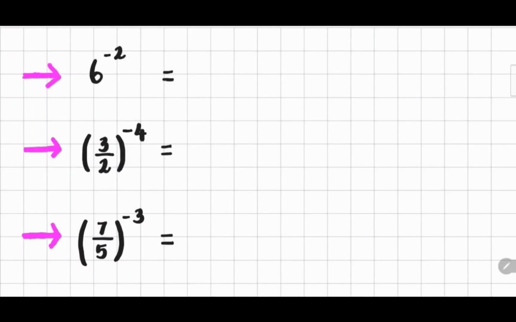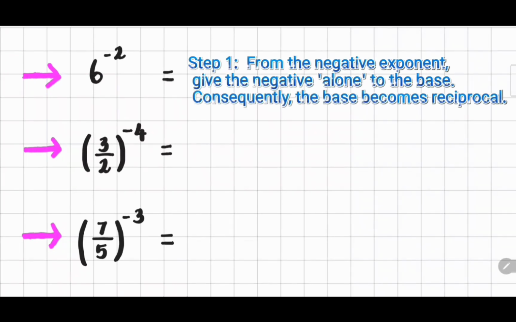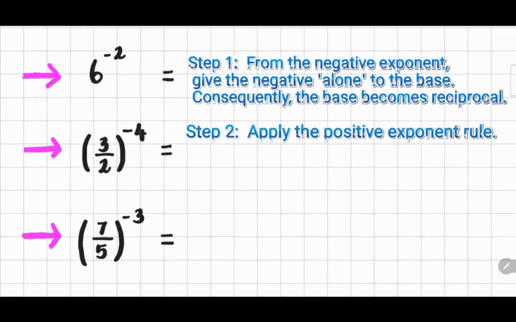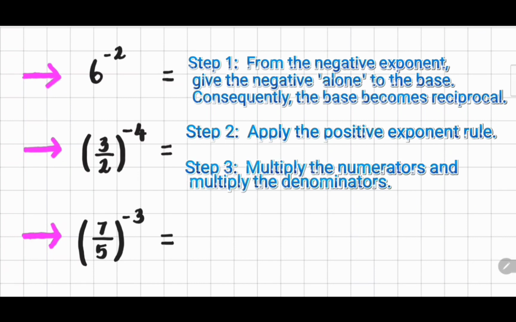More examples. But before that, there is a simple step-by-step approach to solve any complicated negative exponents. In the first step, from the negative exponent, you give the negative alone to the base. After you give it, the base becomes reciprocal. Next step, you apply the positive exponent rule. And the last step is multiply the numerators and multiply the denominators.